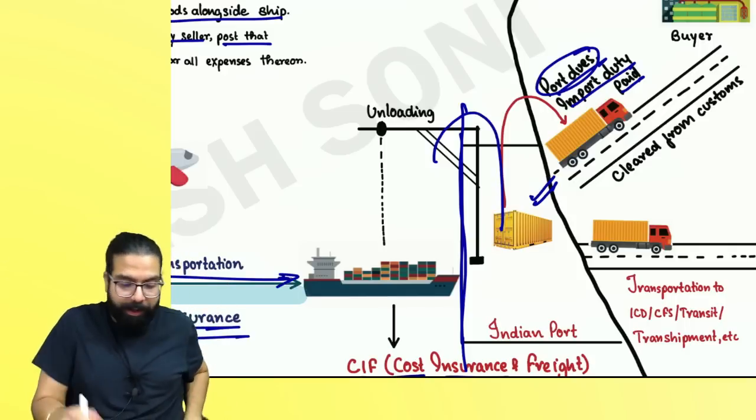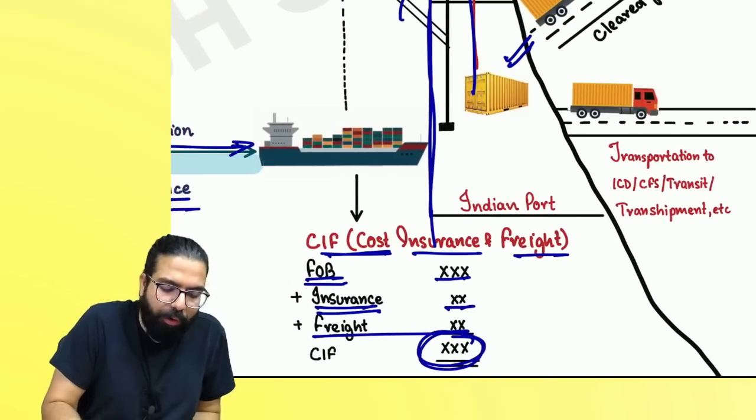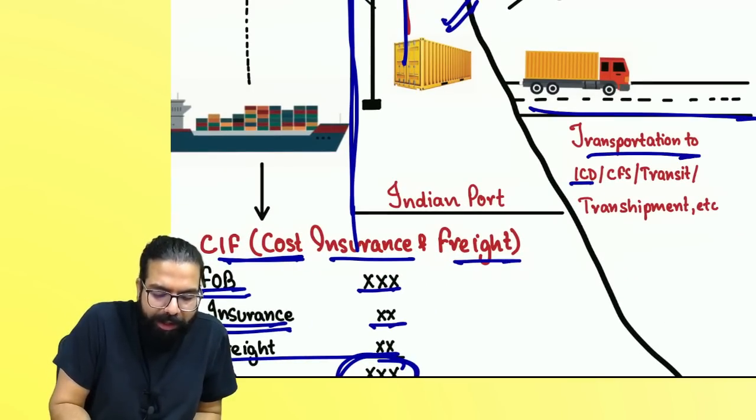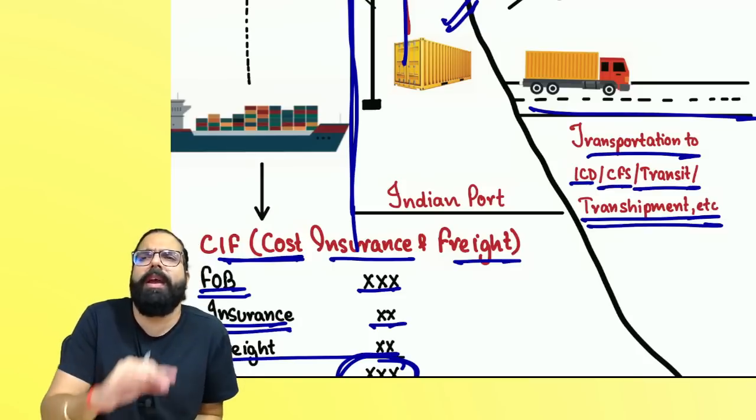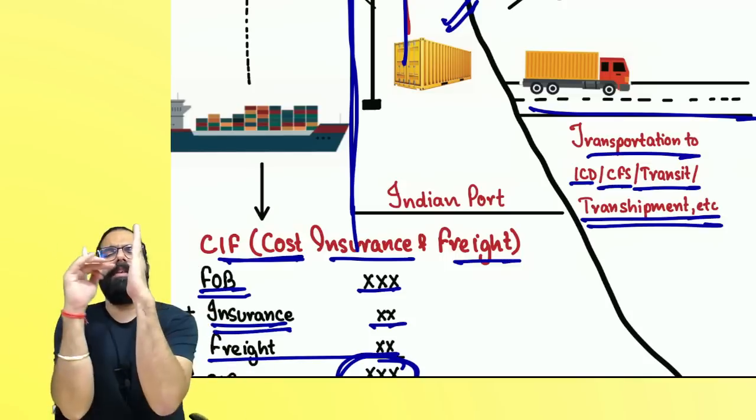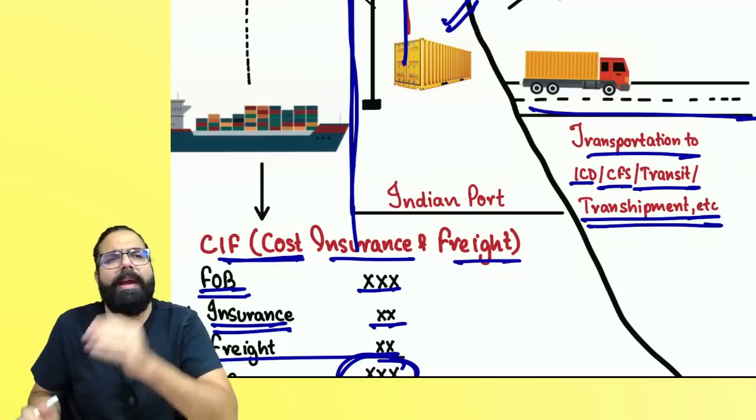Are we all clear till here? Then, sir, after the goods hit the Indian port, transportation to an inland container depot, container freight station, transit, transshipment costs. Remember one thing, transit, transshipment, all these costs are never to be included. Once the ship hits the Indian port, after that, none of the costs are to be included.